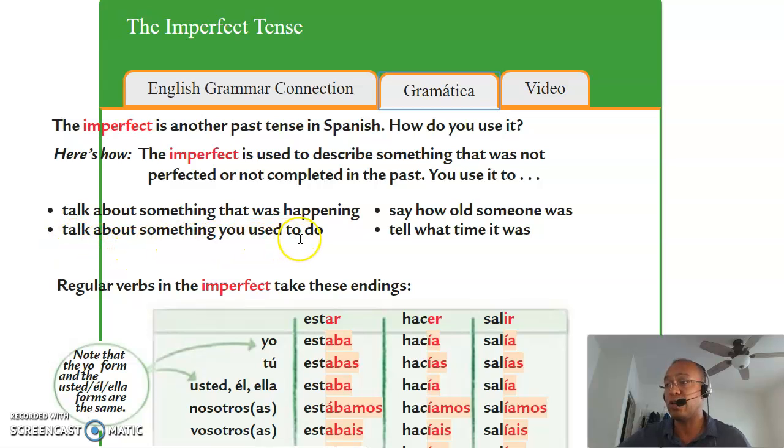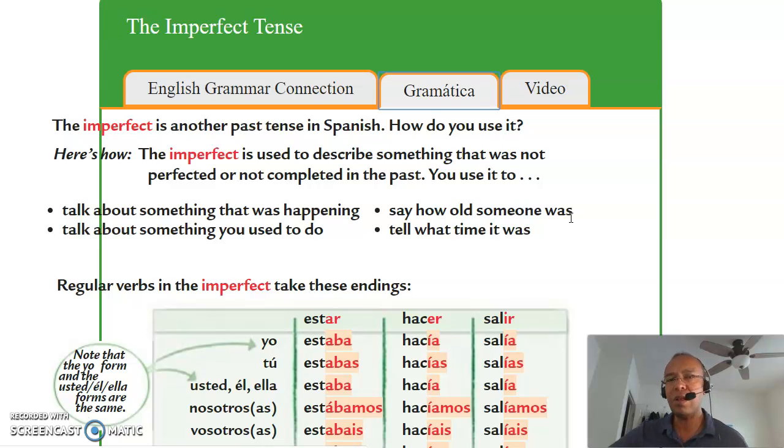Talk about something you used to do. I used to ride my bike in the park. This probably happened more than once, right? You don't know exactly when, but it happened. So to describe something that you used to do. Say how old someone was. Well, when you're expressing age, that's the time that you use it. And when you're expressing time, what time it was, you use the imperfect. I was little. I was chubby. I was tall. Or it was 5 o'clock. It was 10 o'clock. Then you use the imperfect.